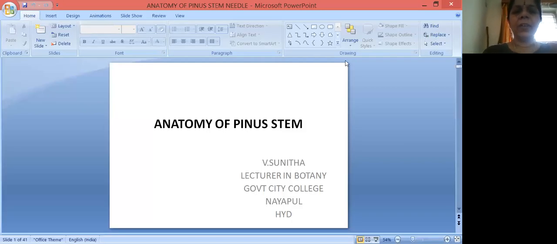Good morning, everyone. Today's topic is the anatomy of the Pinus stem. In the last class, we discussed the external morphology of Pinus. On the basis of it, we will discuss today the internal structure, or anatomy, of the Pinus stem.